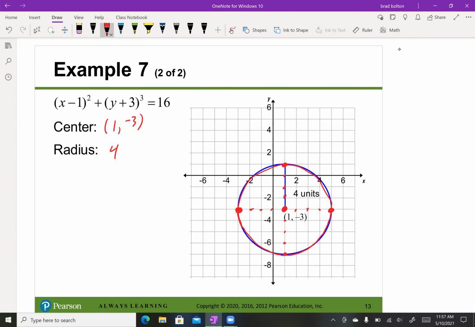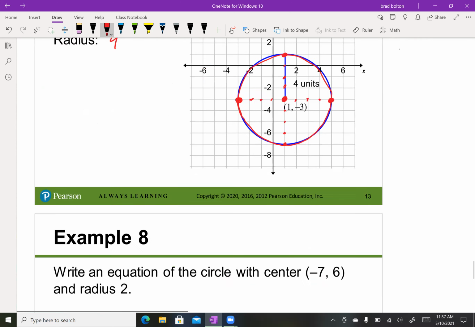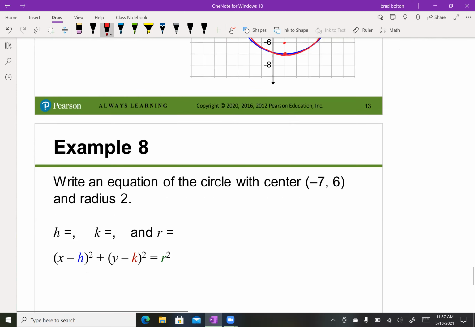Okay, so it works. So completing the square gives us the standard form of a circle. This is what we want. We want it to look like this, because if it's in this form, we can very quickly find the center and the radius. Okay, so now let's go the other way.